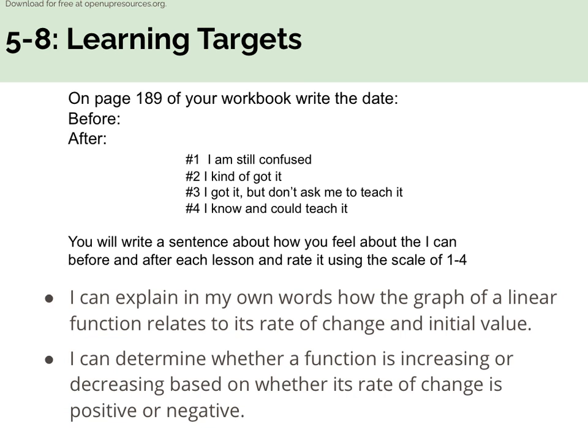Go ahead and read the 2 I can statements. I can explain in my own words how the graph of a linear function relates to its rate of change and initial value. Remember, rate of change is our slope. Initial value is our y-intercept, or where it starts. And I can determine whether a function is increasing or decreasing based on whether its rate of change, or the slope, is positive or negative. Go ahead and write yourself a sentence. Give yourself a number: 1, I'm still confused. 2, I kind of got it. 3, I did get it. And 4, I can teach it to my friend.